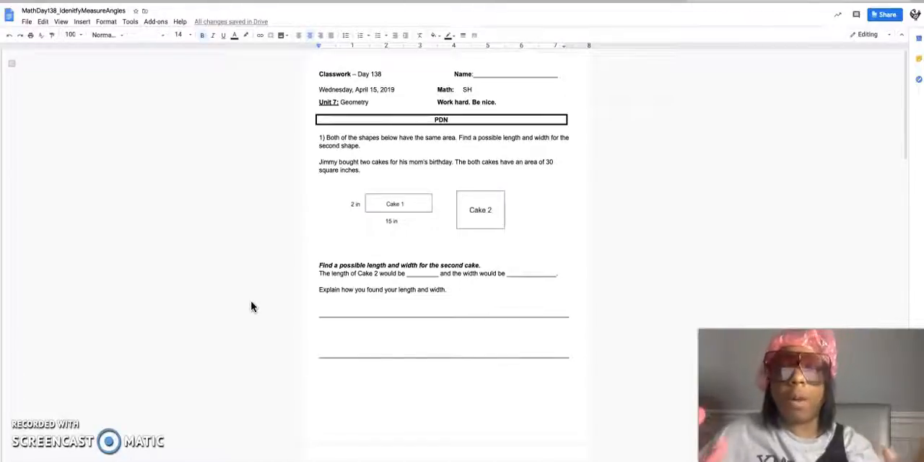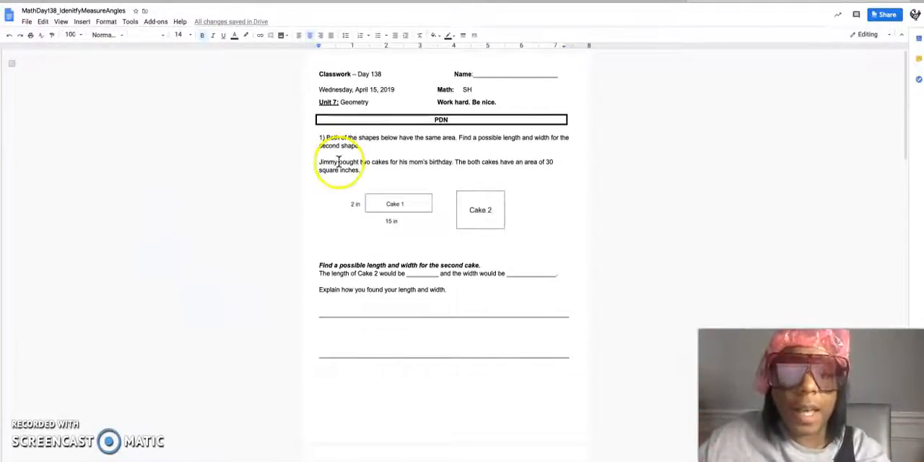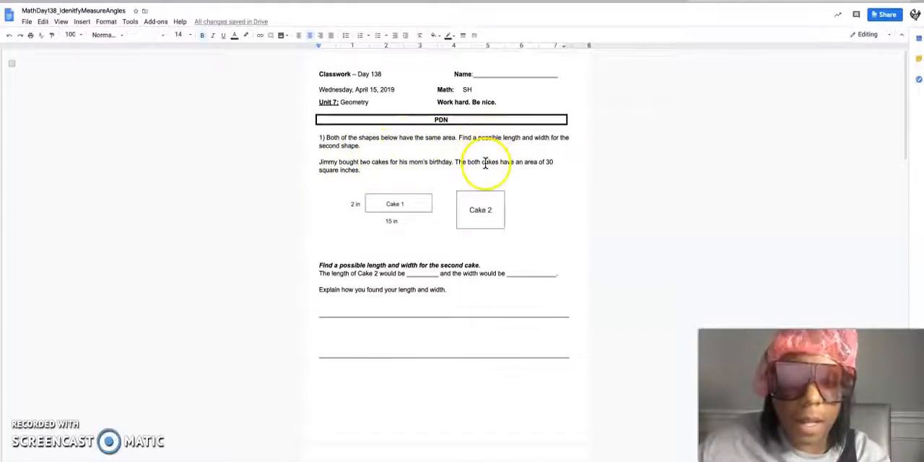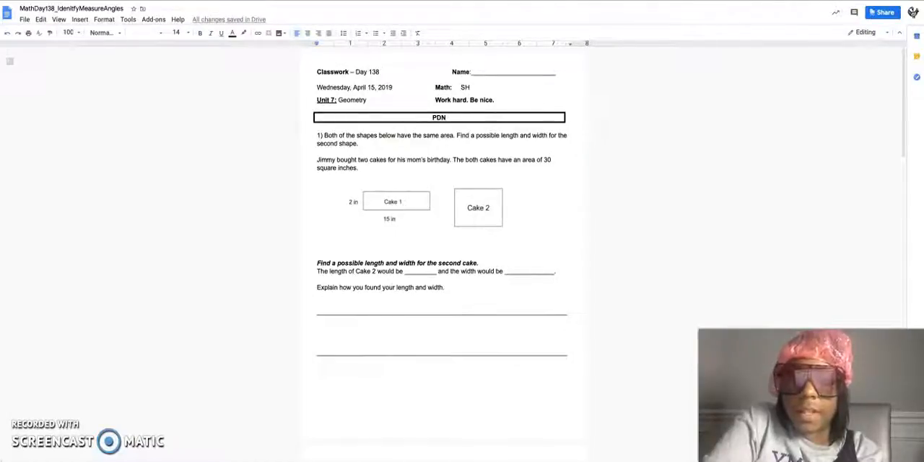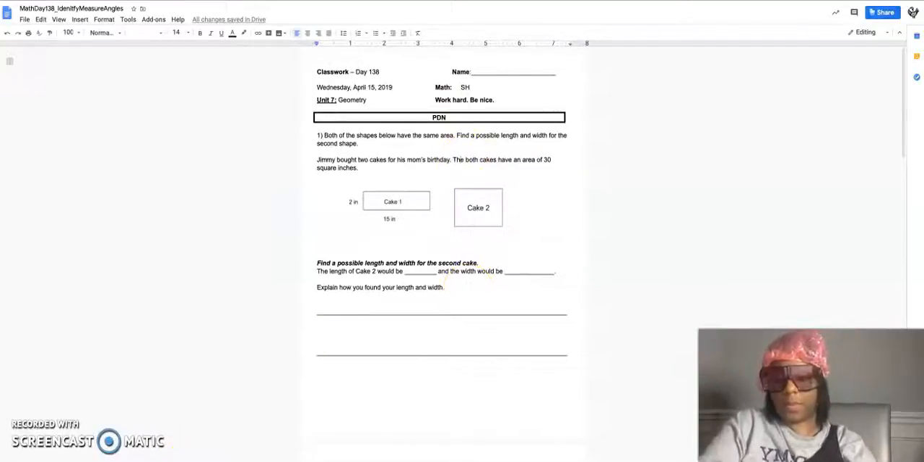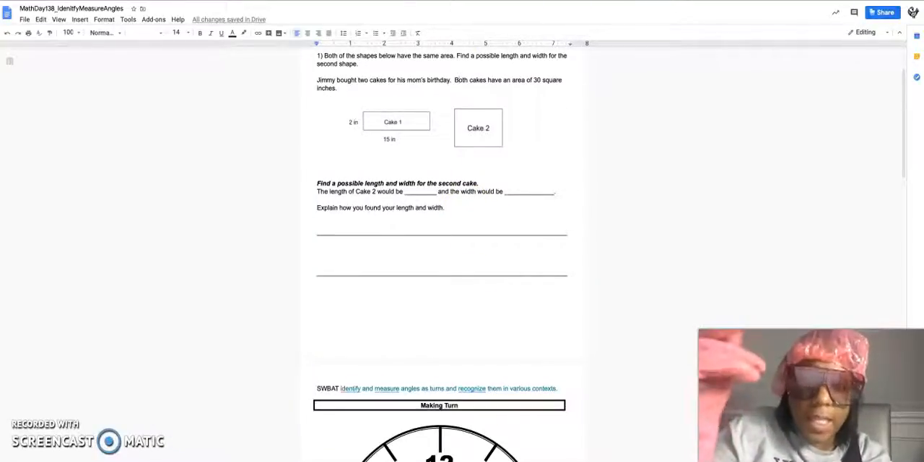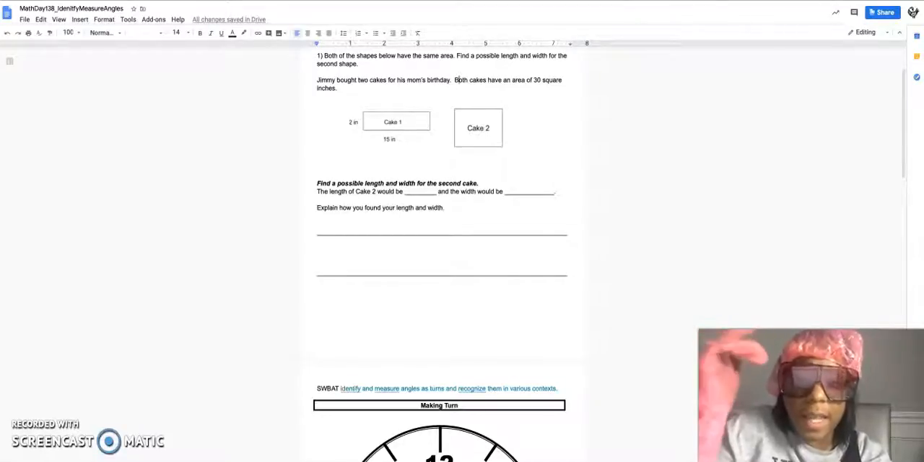Alright guys, welcome back. Today's BDN has 2 questions and we're going to answer them as a group. Now it says both the shapes below have the same area. Find a possible length and width for the second shape. Jimmy bought 2 cakes for his mom's birthday. Both cakes have an area of 30 square inches. Find a possible length and width for the second cake.